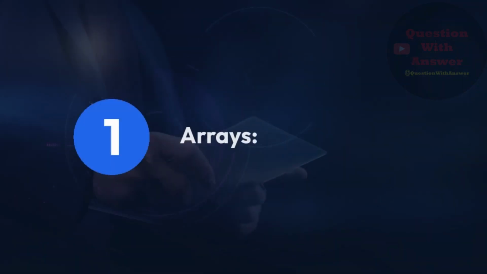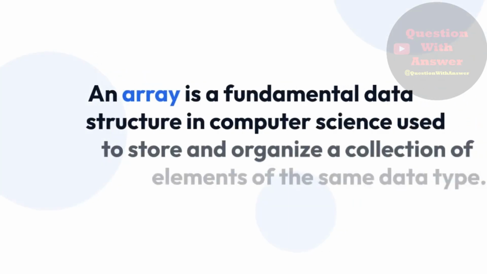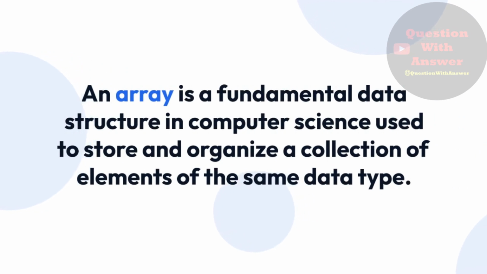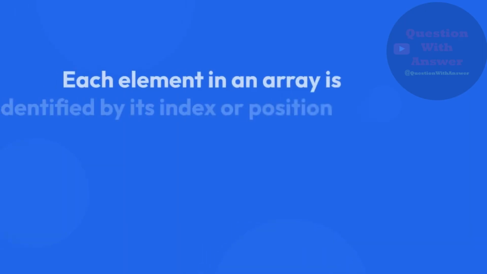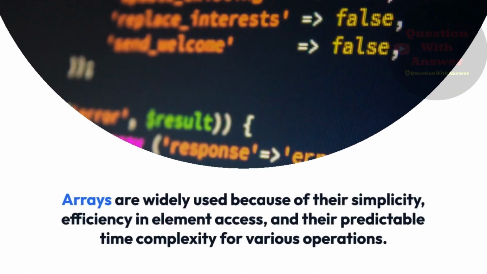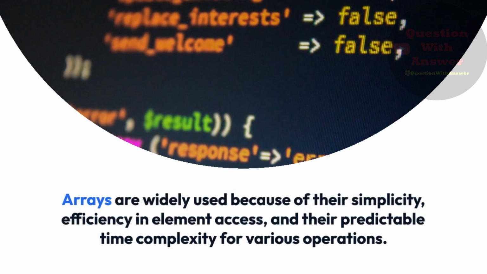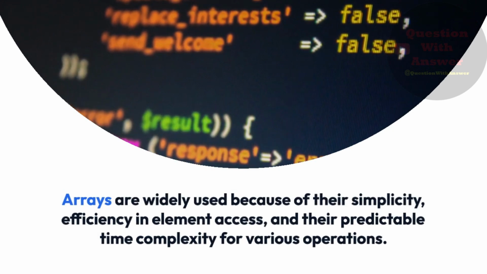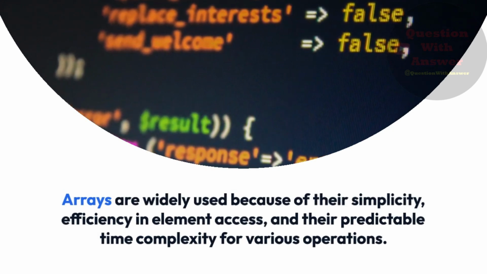1. Arrays. An array is a fundamental data structure in computer science used to store and organize a collection of elements of the same data type. Each element in an array is identified by its index or position within the array, and you can access or modify elements by referring to their respective index. Arrays are widely used because of their simplicity, efficiency in element access, and their predictable time complexity for various operations.